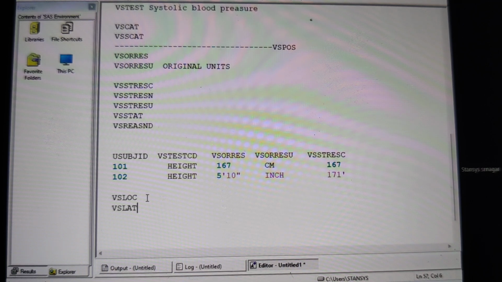Do we put any specimen for vital signs? We don't require specimens and all. Directly we are going to have VSBLFL, baseline flag.